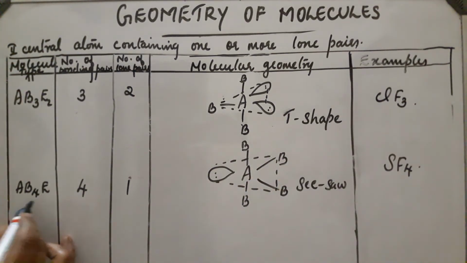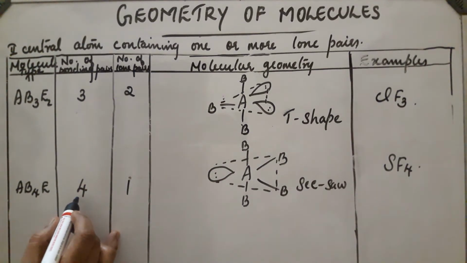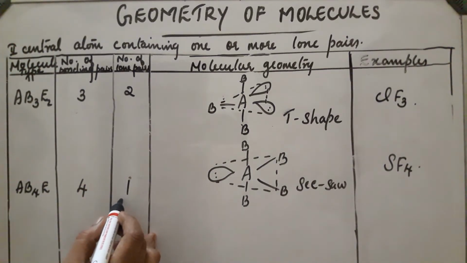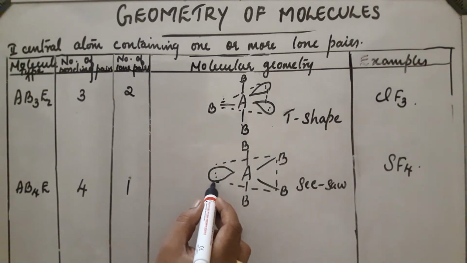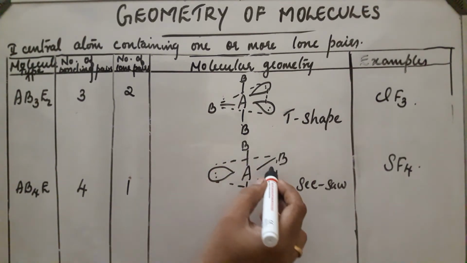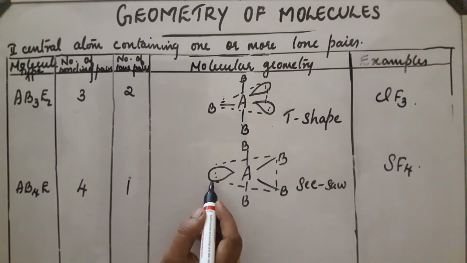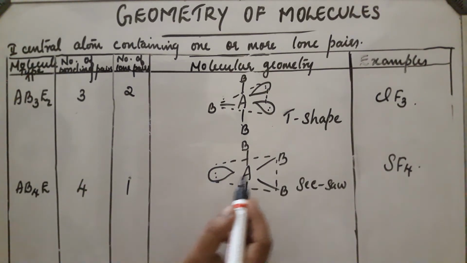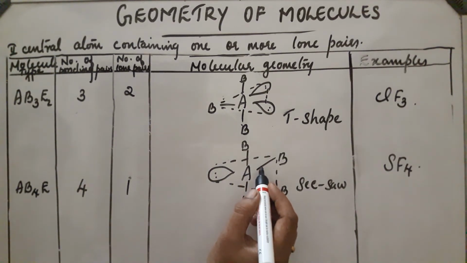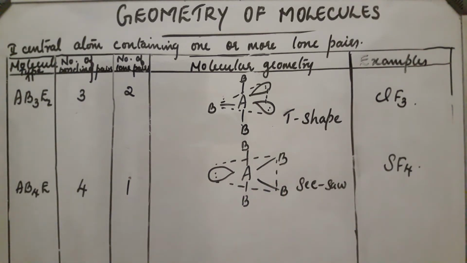Next type is AB4E type. Here it contains 4 bond pairs and 1 lone pair. So it contains a lone pair here and 4 AB bonds are present. Here also this lone pair occupies more space in the geometry and the angle gets distorted and decreased from the original trigonal bipyramidal angle. This shape is like trigonal bipyramidal but the angle gets distorted due to the presence of this lone pair and the shape is seesaw. Example is SF4.